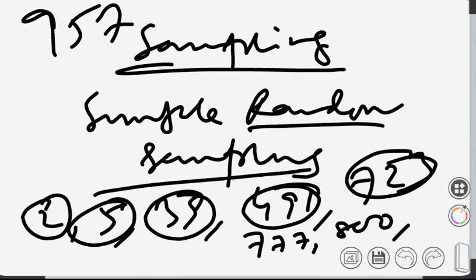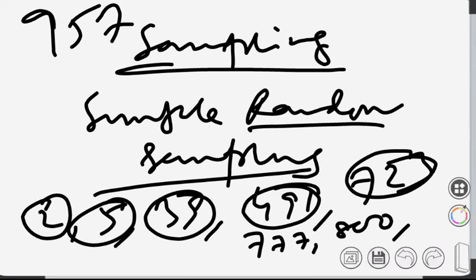So those number of bottles he is picking up. This way he will be picking, say, 100 bottles. So that is what is called random sampling without following any particular order. So that will be termed as simple random sampling.